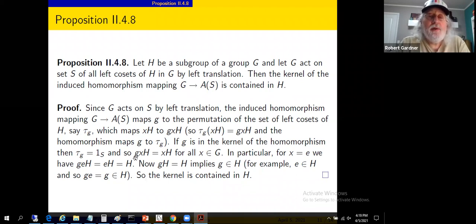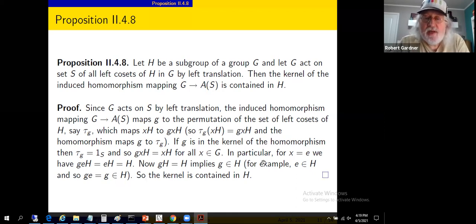So gxH must equal xH for all x in G. That is, when we've applied tau sub g to left coset xH, we get gxH out. That's the left translation. But if g is in the kernel, that should leave xH fixed. So this should also equal xH, because g is in the kernel of the induced homomorphism. So we get xH itself back out as well, and we get an equality of those two. This has to hold for all x in G.